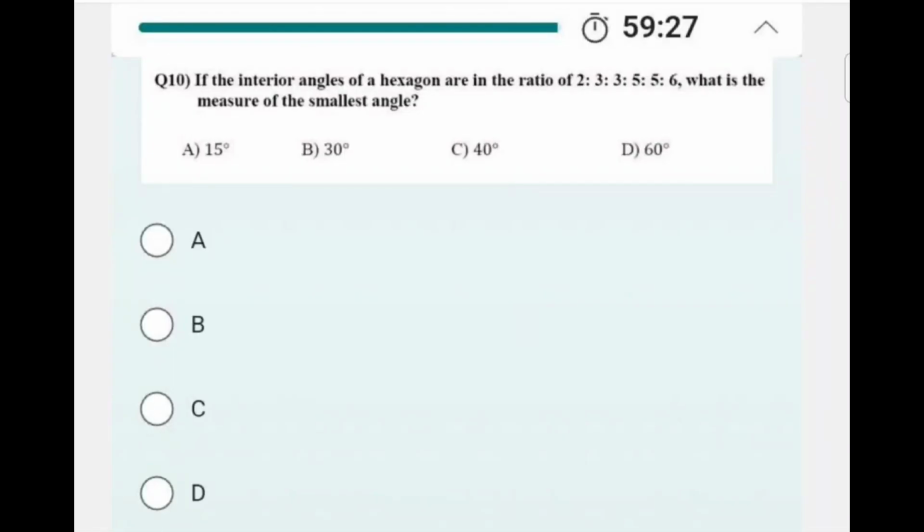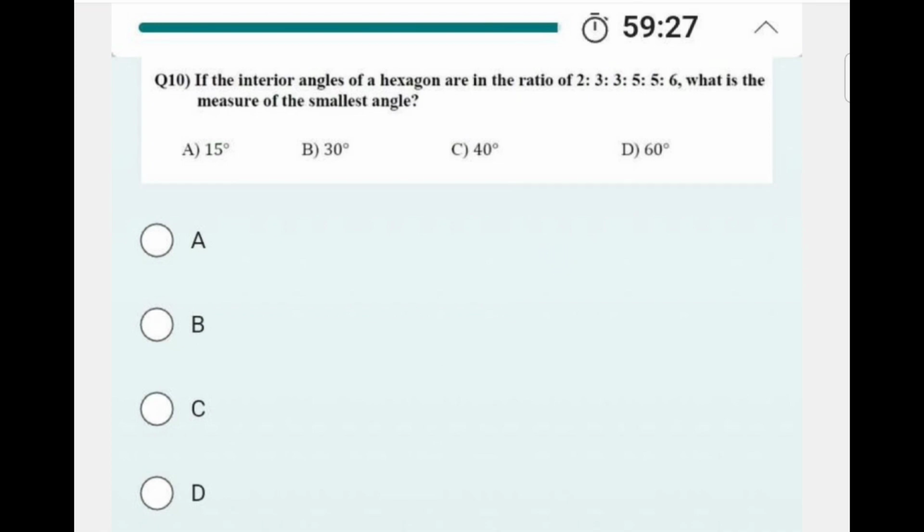Hi, in this video I would like to discuss and solve problems that came into a mock ACT math test. So the first question here talks about a hexagon that has interior angles in the ratio of 2, 3, 3, 5, 5, and 6. What is the measure of the smallest angle?